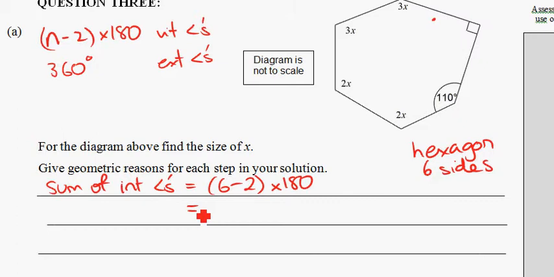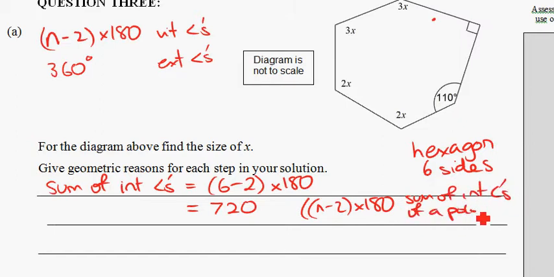So on the calculator it gives 720. And that's using n minus 2 times 180, sum of interior angles of a polygon.